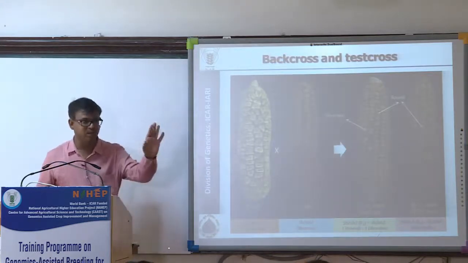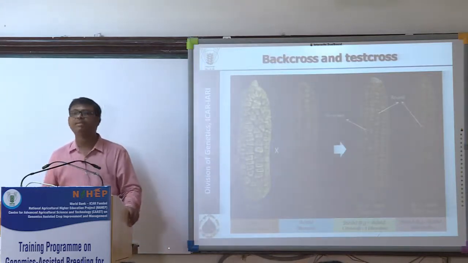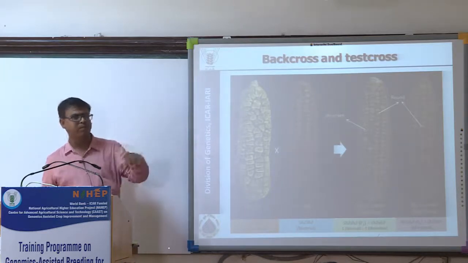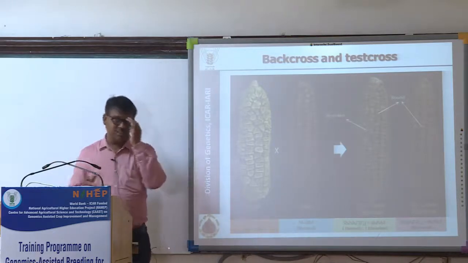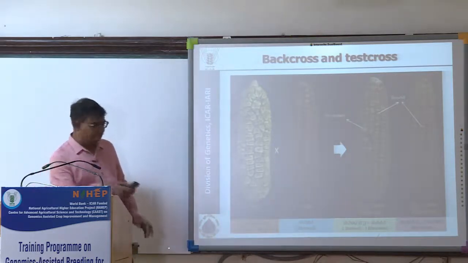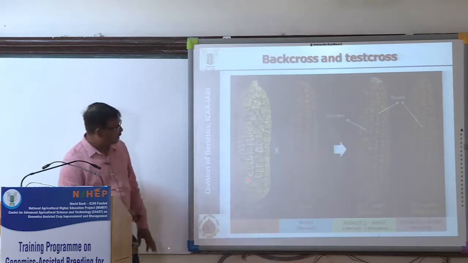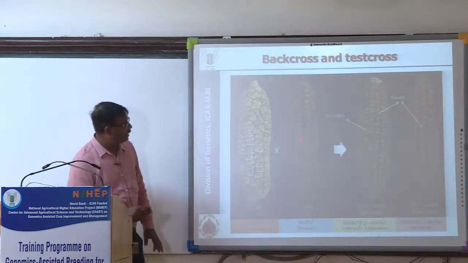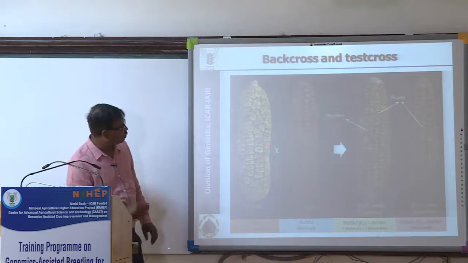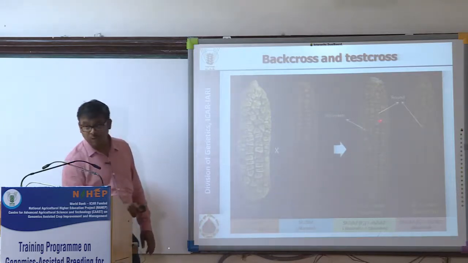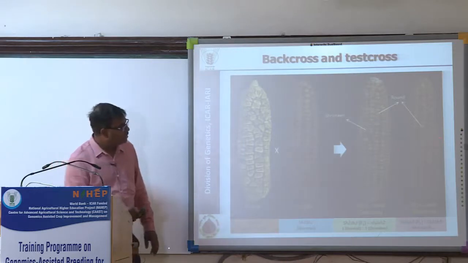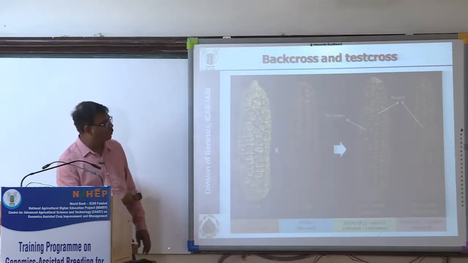We all know what is back cross and what is test cross. But how many of us have seen a back cross cob, or for that matter any population which has a back cross but with distinct features? It is again very rare. Here, this is a shrunken one, this is a normal one, and F1 was back crossed with this one. So here you see it is 1:1 segregation, normal versus shrunken, and this is the back cross, that means F1 was back crossed with this.